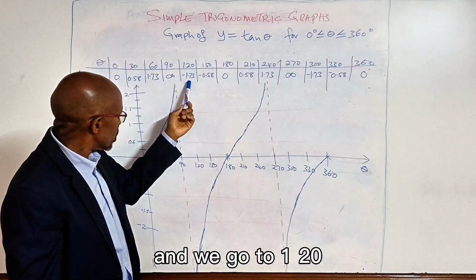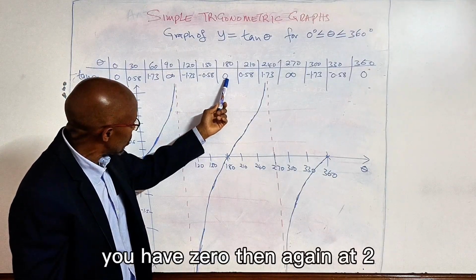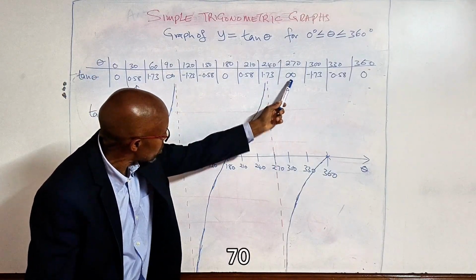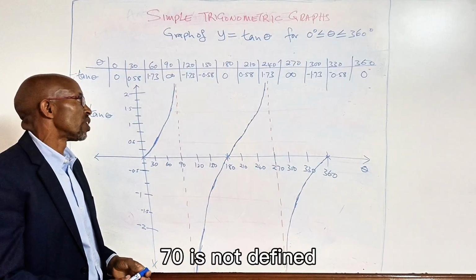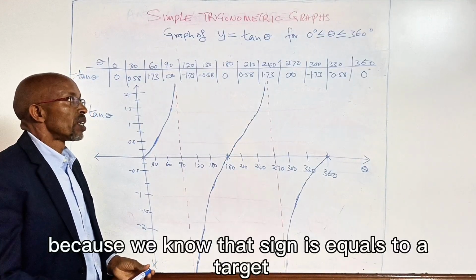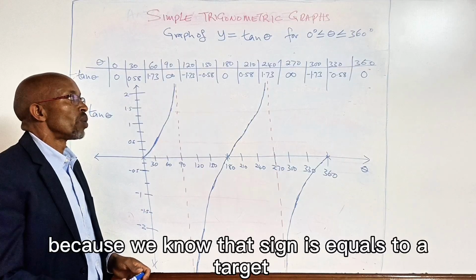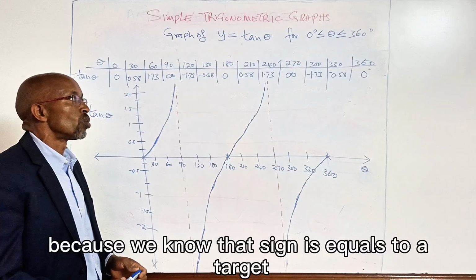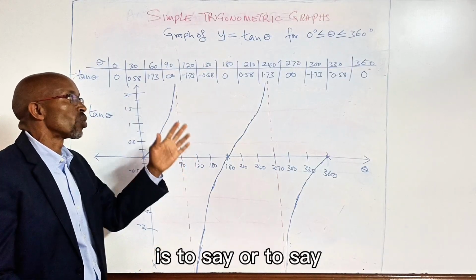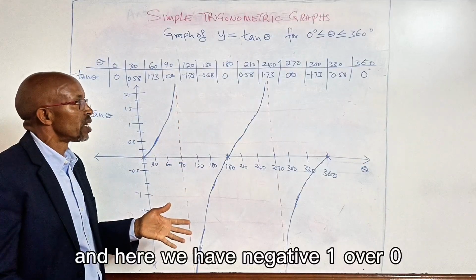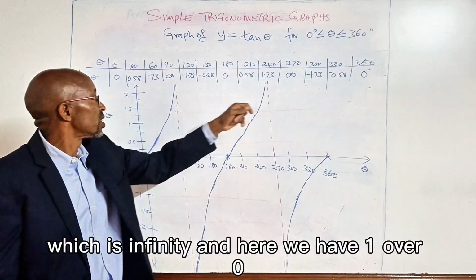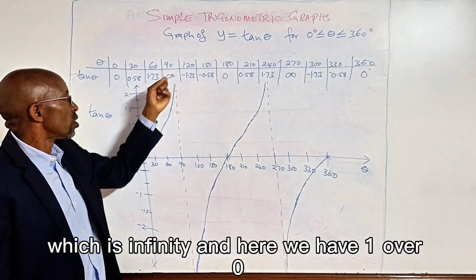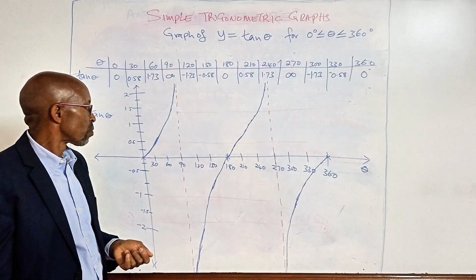Now we go to 120. At 180, you have 0. Then again at 270, the tangent of 270 is not defined because we know that tangent is equal to sine over cosine, and here we have negative 1 over 0, which is infinity, and here we have 1 over 0, which is infinity.